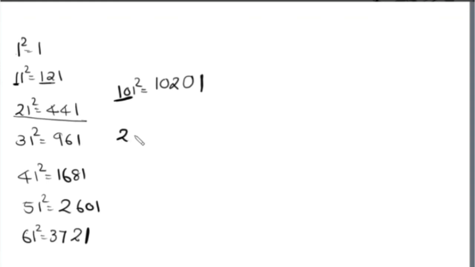So let's see what about 201 square. No doubt last digit is 1, right? Now check 20, double of 20, which is 40. So you'll be writing 0, 4 carry. 20 square is 400. 400 plus 4 is 404. So 40401. That will be the answer. Got it? So using this method, you can find the square of any number which is ending in 1. Very easy.